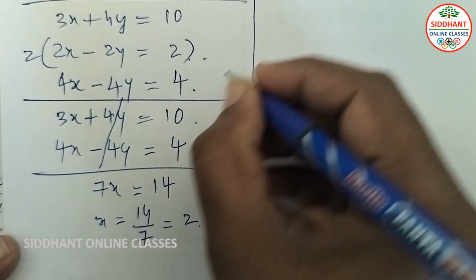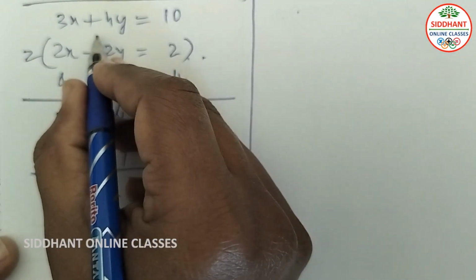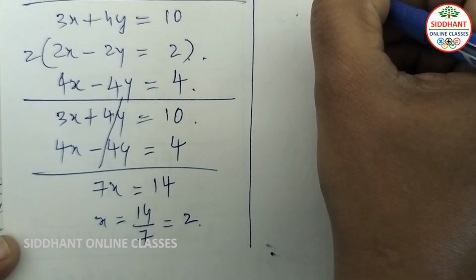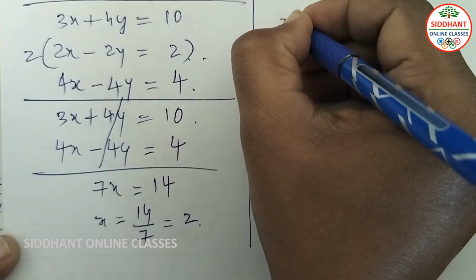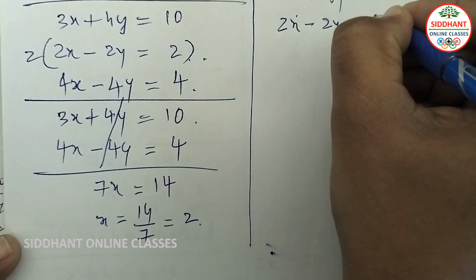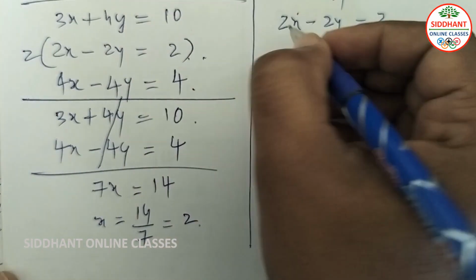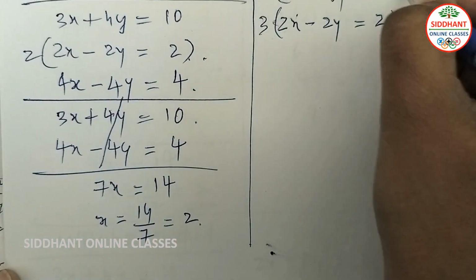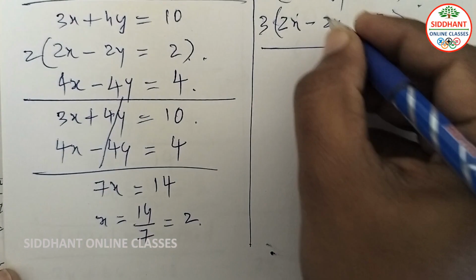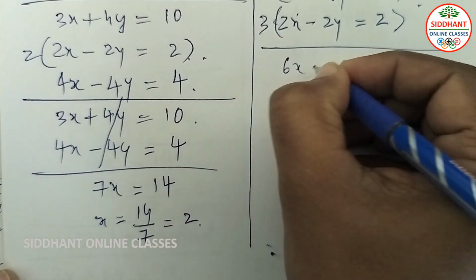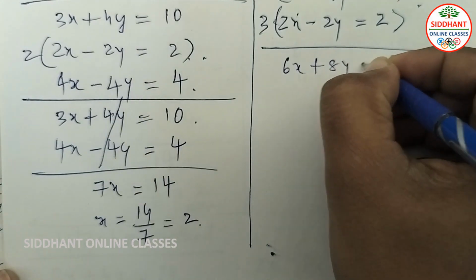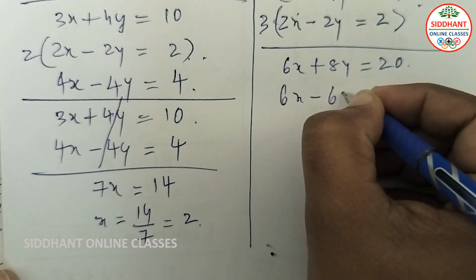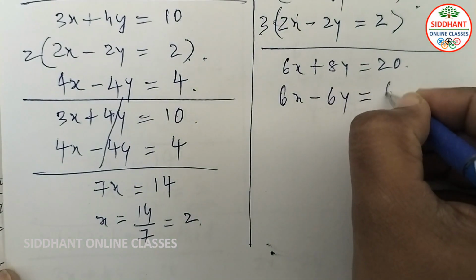Now taking these two equations, 3x plus 4y equals 10 and 2x minus 2y equals 2. Now multiplying the first equation with 2 and the second equation by 3 here. Then we get two equations, which is 6x plus 8y equals 20, and here 6x minus 6y equals 6.